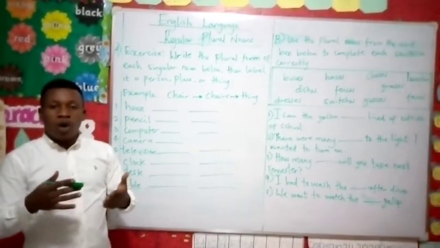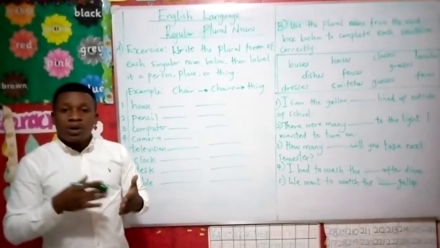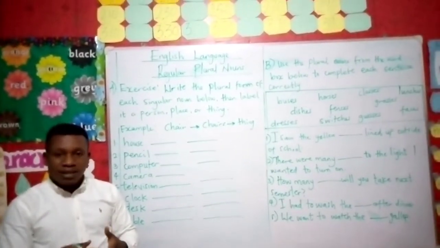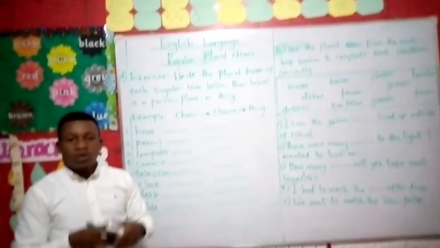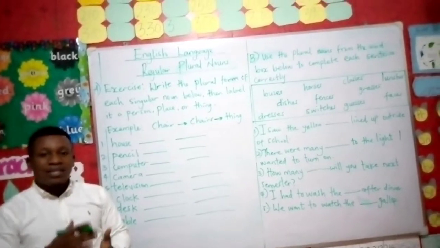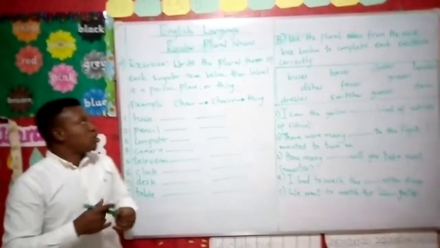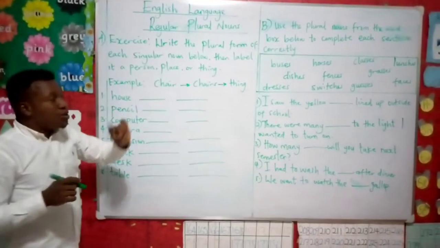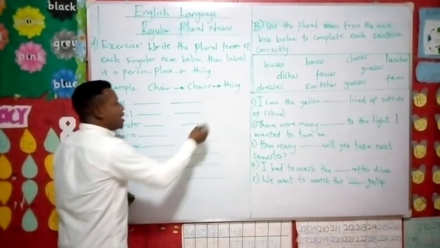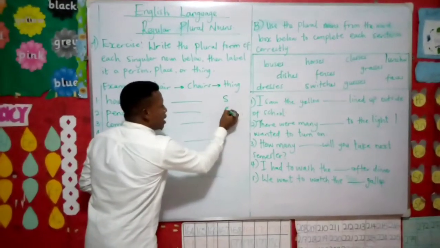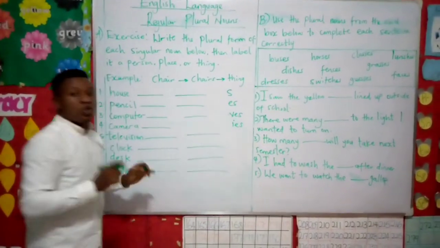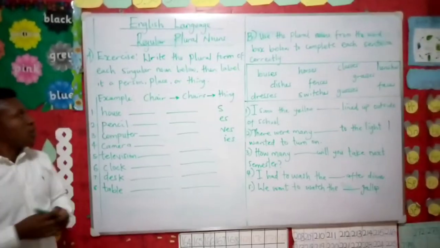I made you all understand that regular plural nouns take their plural forms by adding either s, es, ves, or ies to the singular noun. That's how you form the plural nouns. So that's why we call them regular plural nouns.